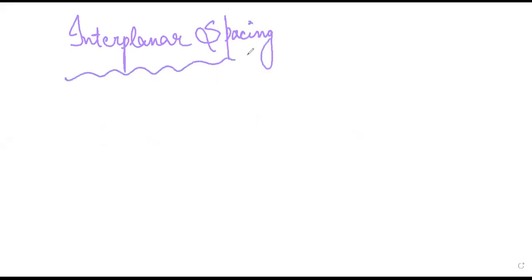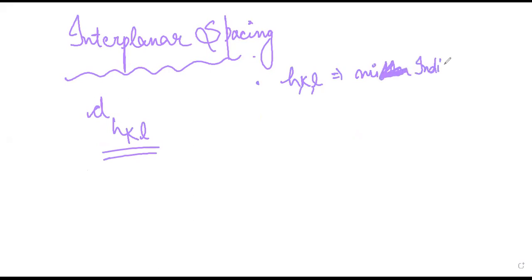So let's start. First of all, your word here is interplanar spacing. Interplanar spacing, we have the word. It is denoted by d_hkl. What are h, k, l? Basically, these are our Miller indices. Okay, and d is what?